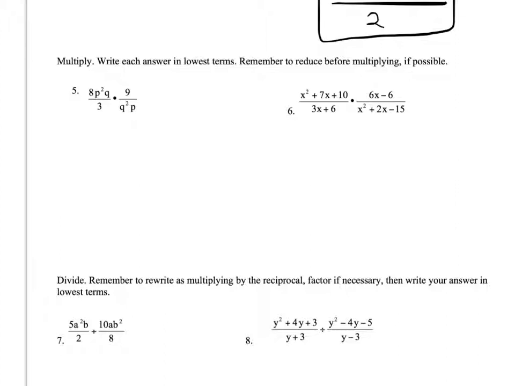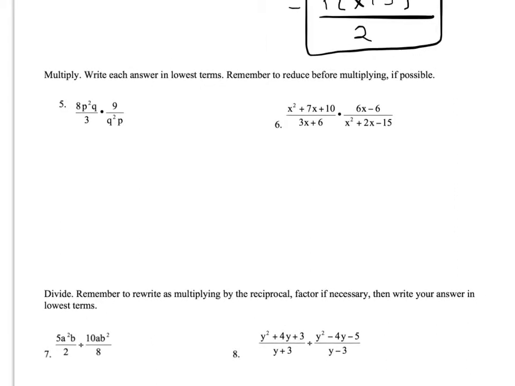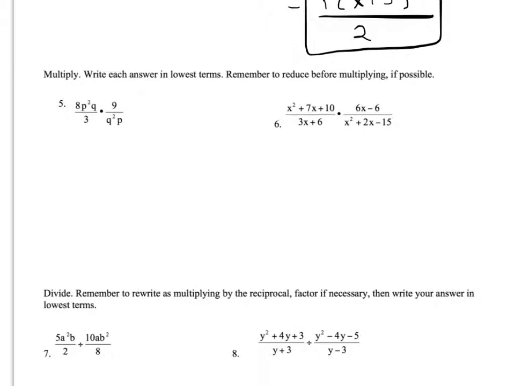I see no plus signs, no minus signs, so I'm just going to begin reducing what common factors I have. I see a 3 in the denominator, a 9 in the numerator. 3 will go into each of those evenly. So 3 goes into 3 one time, goes into 9 3 times. I've done everything I can with the numbers in this problem.